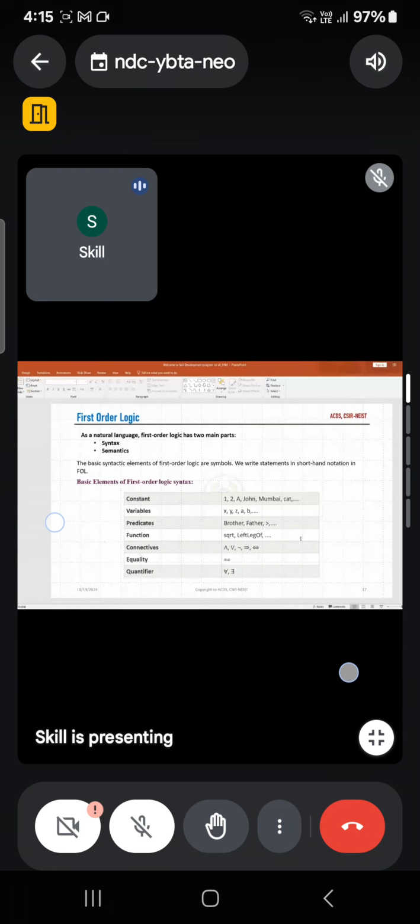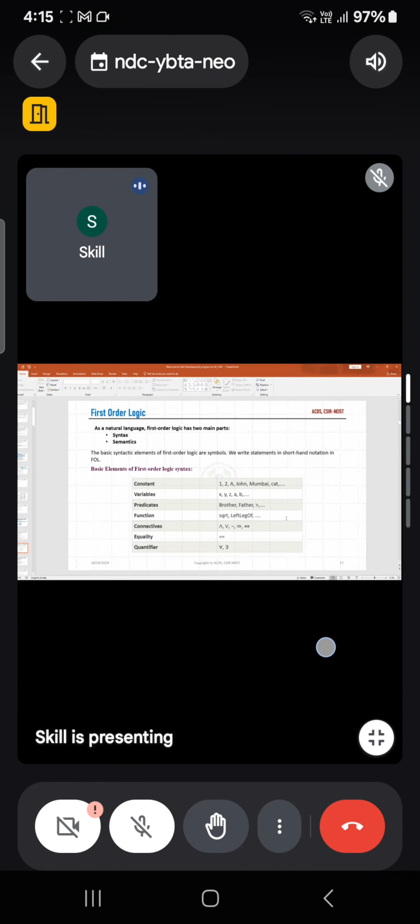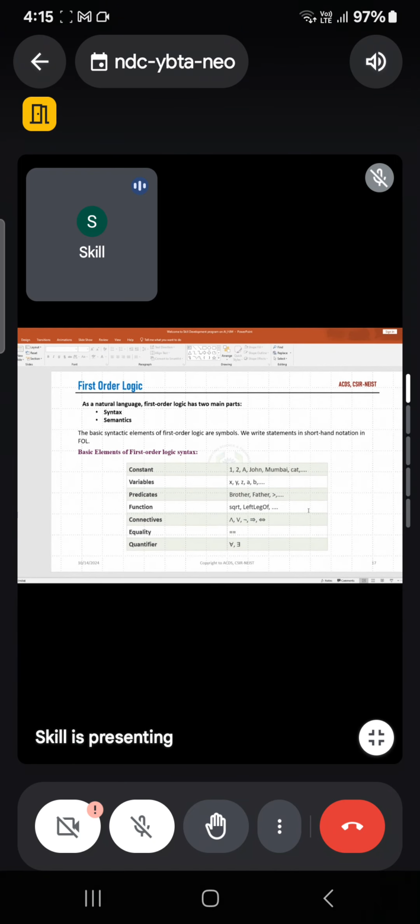Before moving to this, we will see just two statements and the conclusion, and how first order logic can explain the statement which the propositional logic cannot explain. So this we will see. I have written one note, so we will see that. Let me open it.